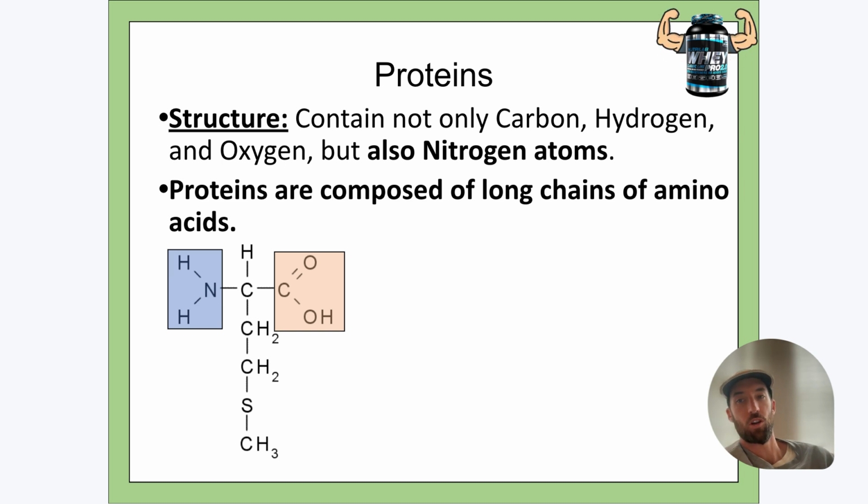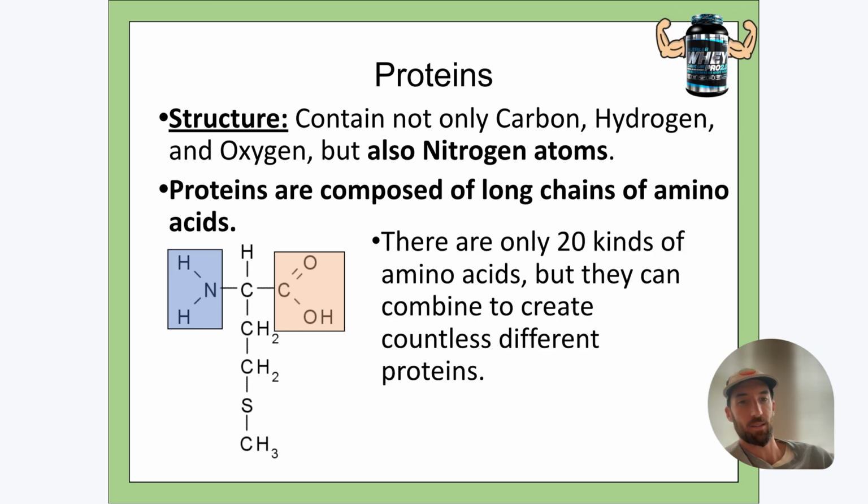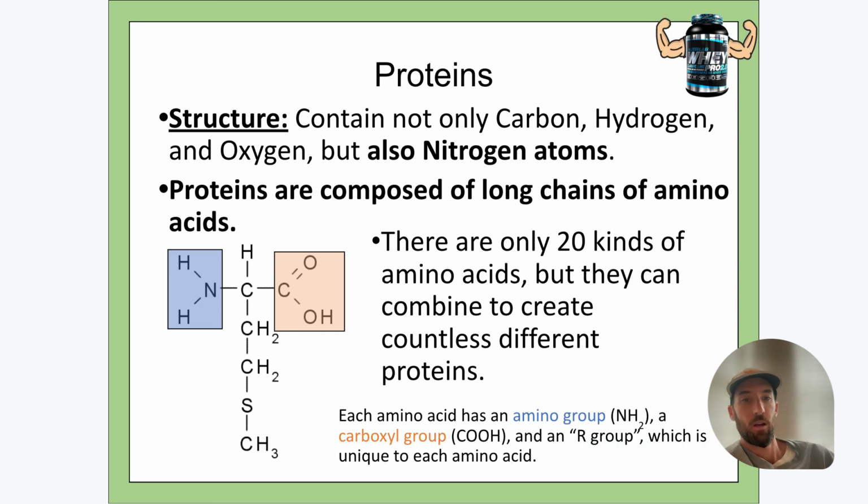They're composed of long chains of amino acids. Amino acids are the monomers. Each amino acid contains an amino group and a carboxyl group, and an R group. We're not going to dive too much into that. It's a little bit beyond the scope of this class. But the R group is what makes each amino acid unique.